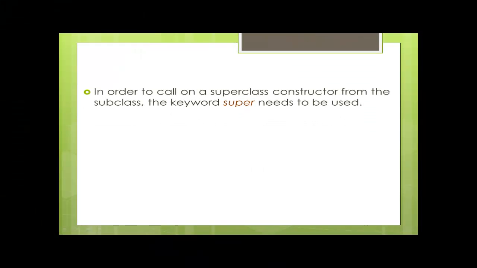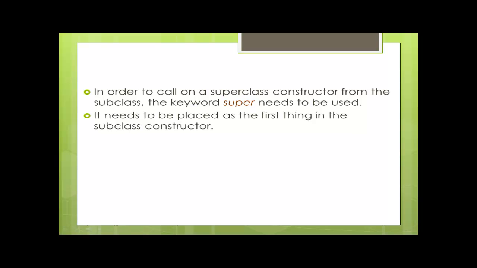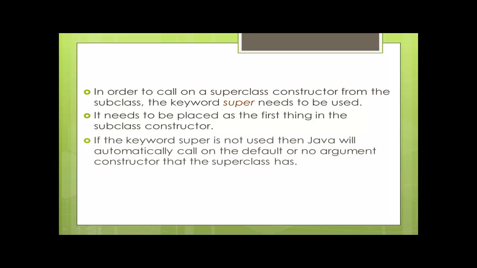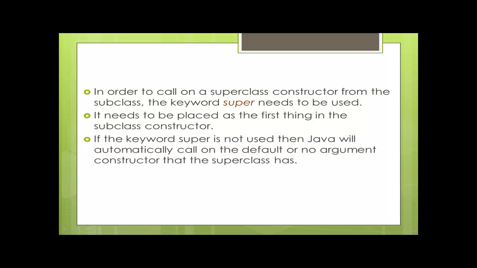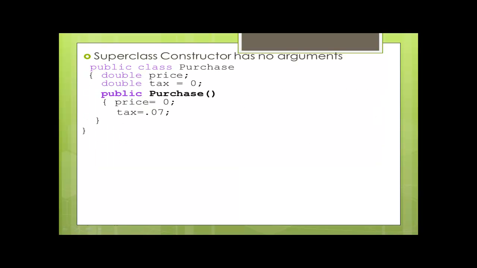In order to call on a superclass constructor from the subclass, the keyword super needs to be used. It needs to be placed as the very first thing in the subclass constructor. If the keyword super is not used, then Java will automatically call on the default or no argument constructor that the superclass has.